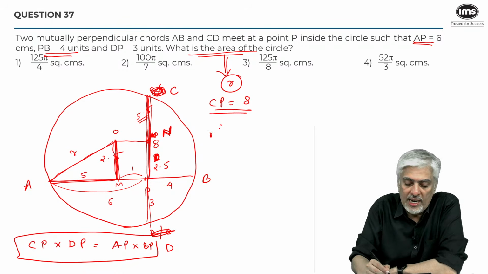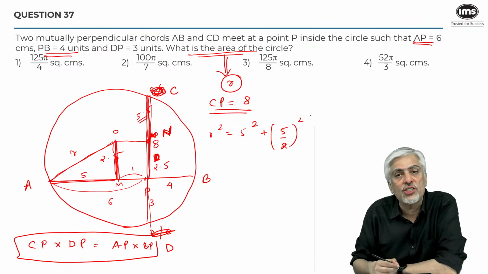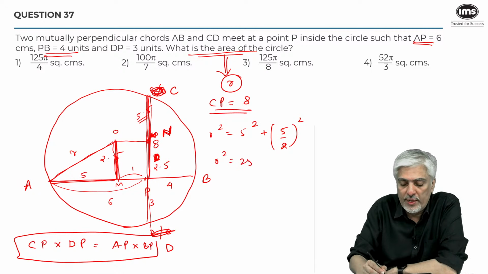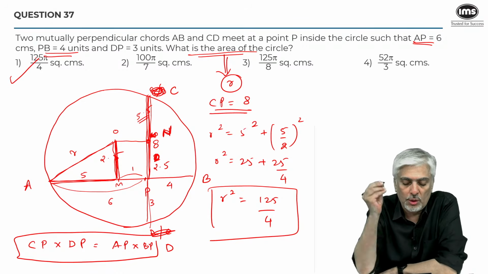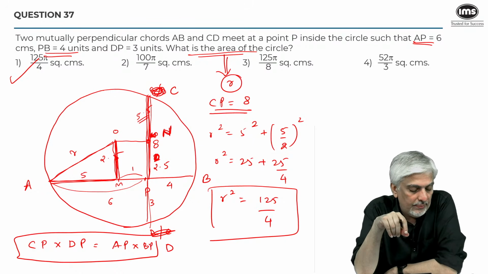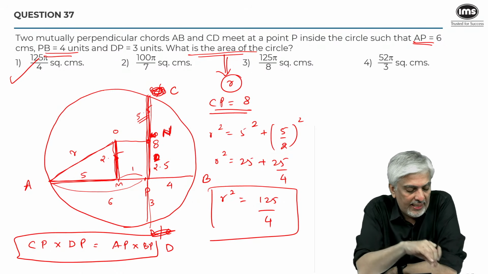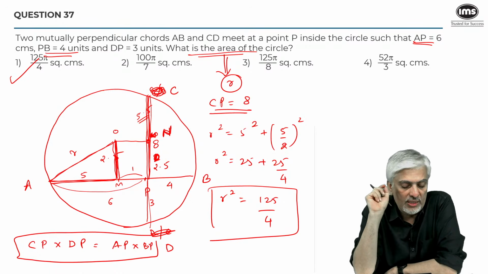R square is 5 square plus 2.5 square, which is 5 by 2 square, because answers were in fractions. So R square is 25 plus 25 upon 4. R square is 125 upon 4. Leave it over here only because you want pi R square, which is the first option. It is not exactly the same. This is much easier than that question. Kriti, you said it's similar. Yes, it is similar, but I thought it's easier than that question. That was a slightly more difficult question.